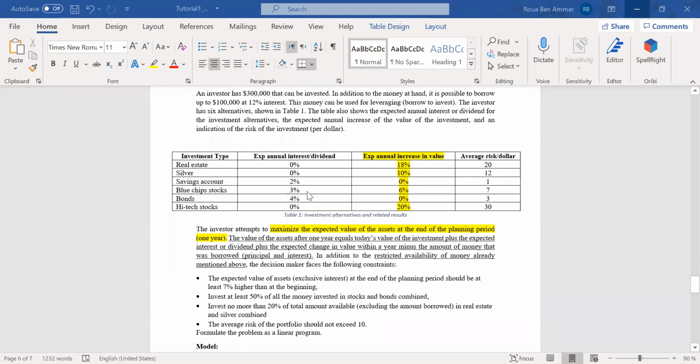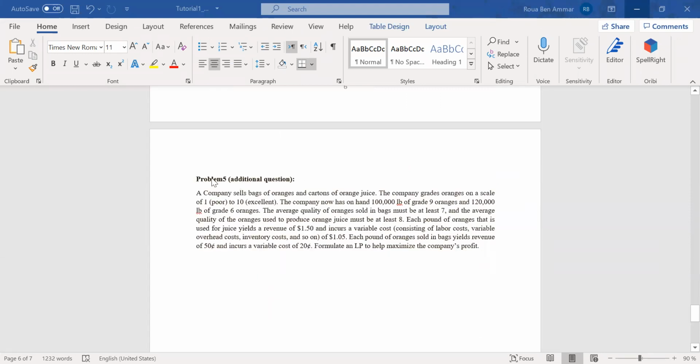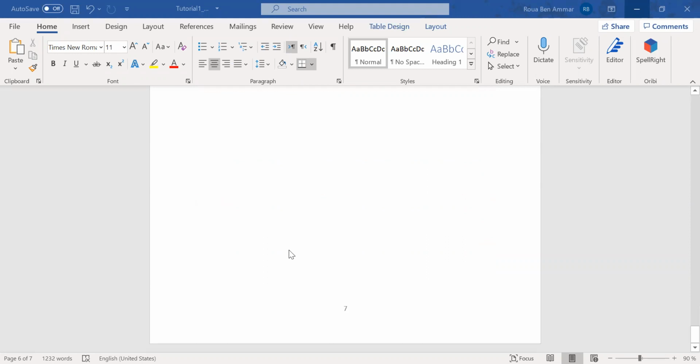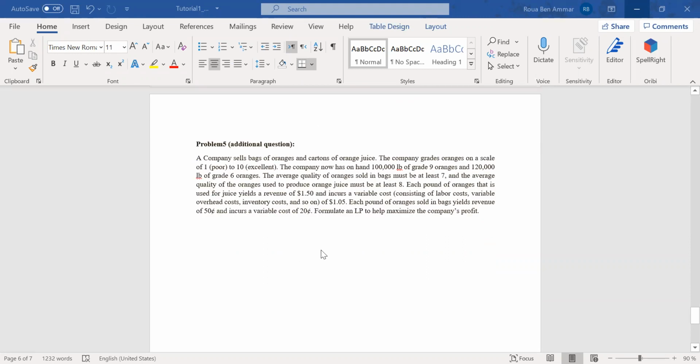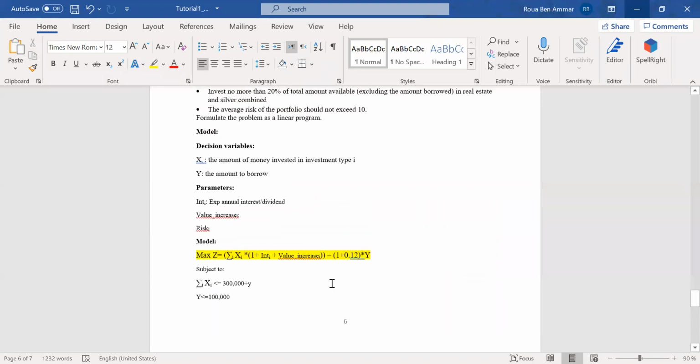The problem we started last time, problem 4, and we have another additional problem. Since you didn't get to see the binary decision variables in the lecture, I just added a small problem about double index decision variables.